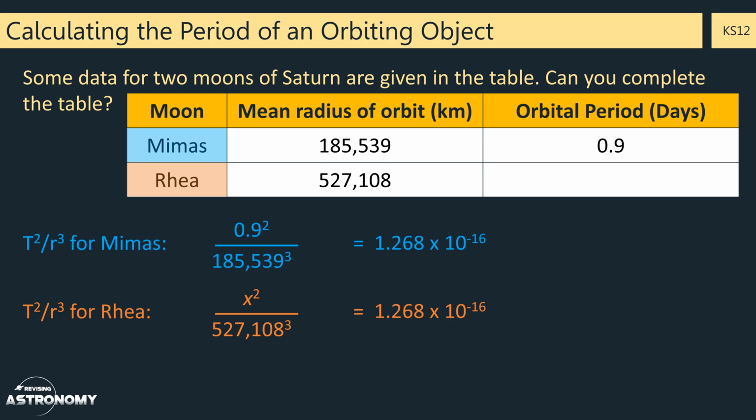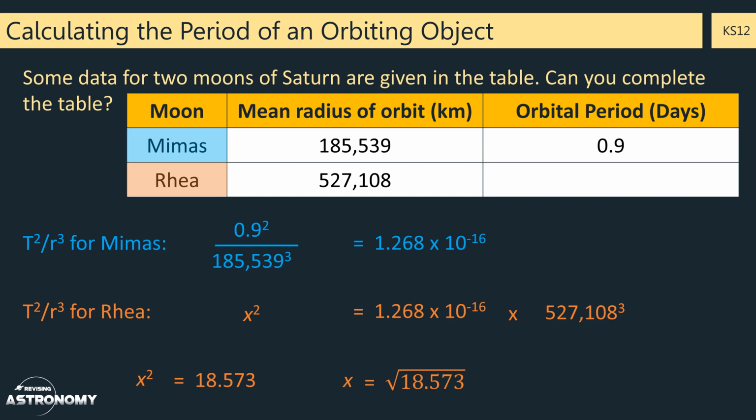We can then rearrange the equation just by doing the opposite. So to bring over 527,108 cubed, instead of dividing it, we would multiply it. So this gives us x squared equals 18.573. It's important to remember not to stop there. This isn't the value of the orbital period, it's the value of the orbital period squared. And so therefore we need to do the opposite again. And so to get rid of a squared, you square root to get the value of the orbital period, which works out to be around 4.3 days.